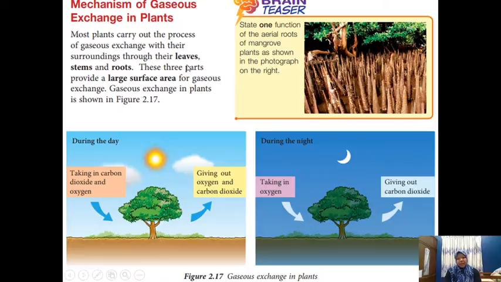But during the night, the photosynthesis process does not occur. Okay, so it will occur the respiration process only. So it will take in oxygen and give out the carbon dioxide. Right?